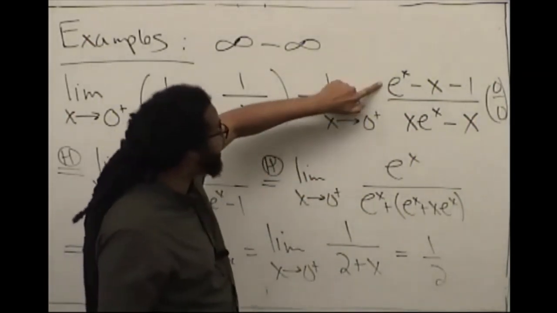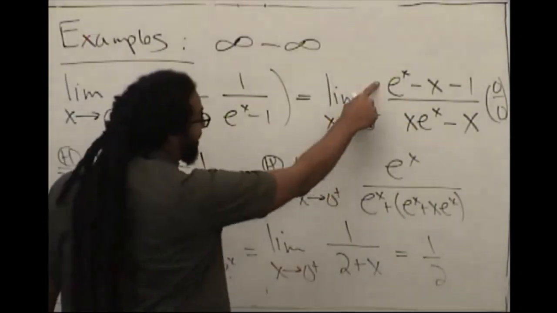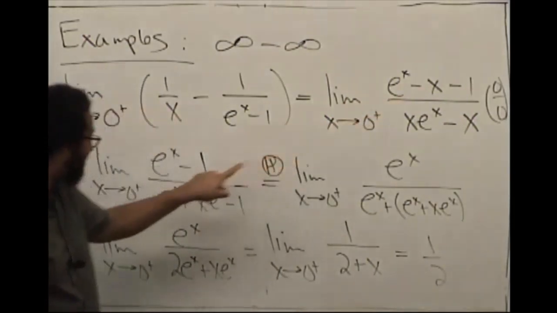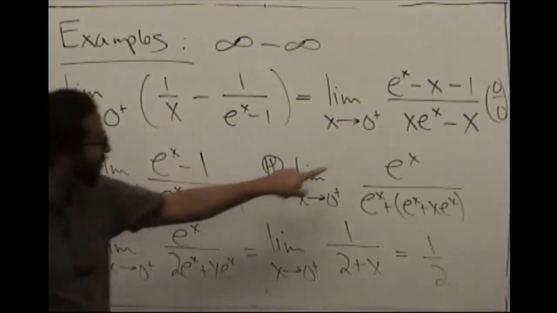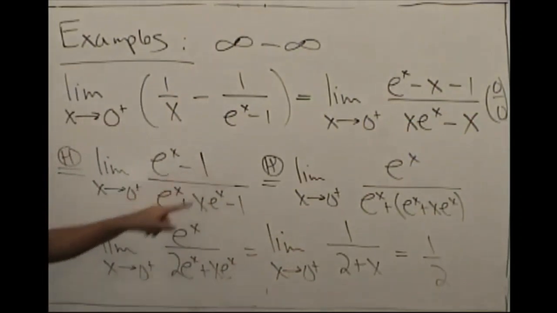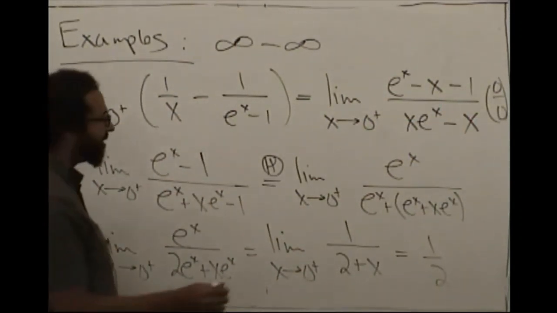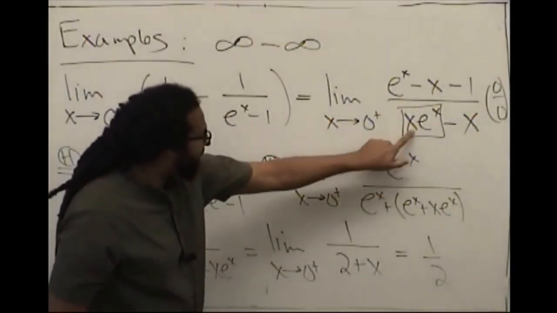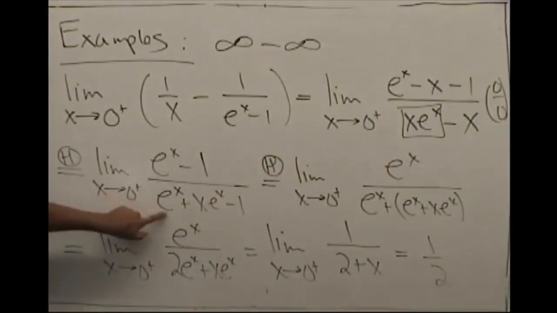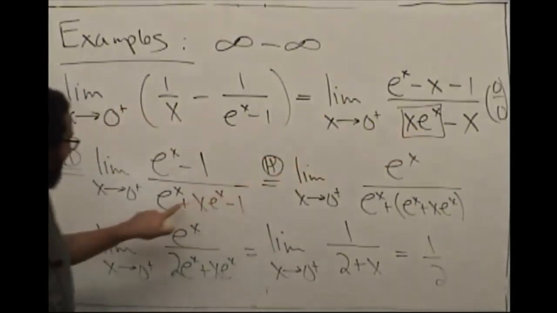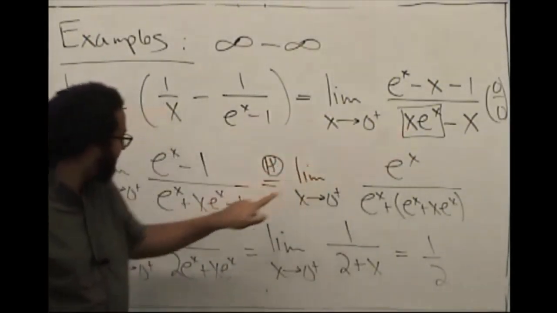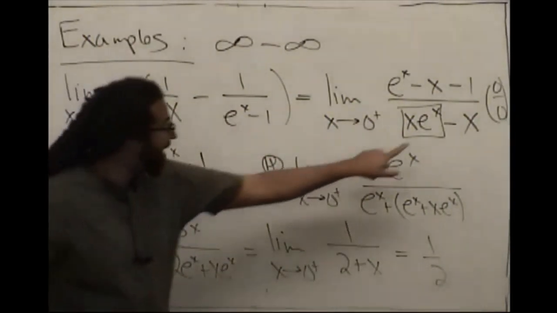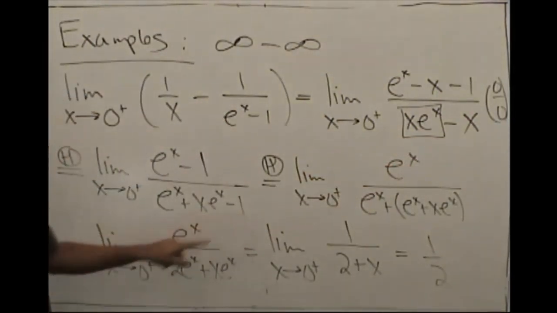So let me take the derivative of the numerator, right? The derivative of e to the x is e to the x, and then the derivative of x is just a 1, so I get e to the x minus 1. Certainly the derivative of negative 1 is 0. And in the denominator, I will need to use the product rule, right? So it's the derivative of the first thing, which is 1, times the second thing, so just e to the x, plus the first thing, which is x, times the derivative of the second thing. So again, that's e to the x. And then minus the derivative of x, that's just minus 1.